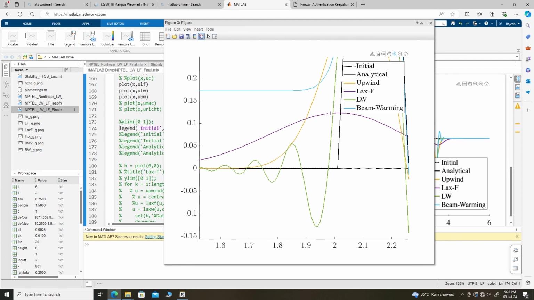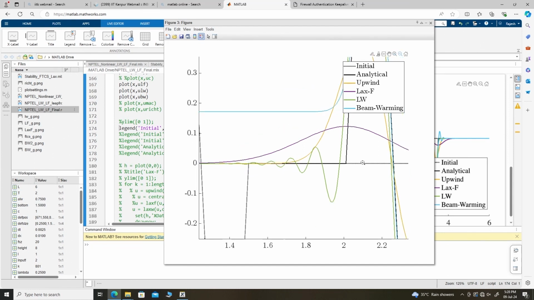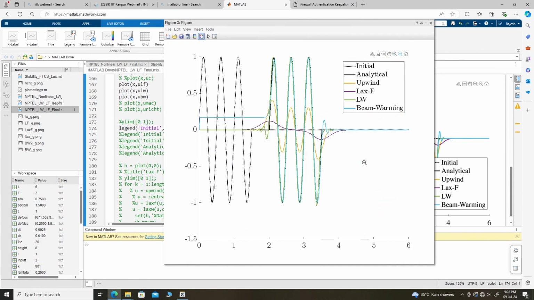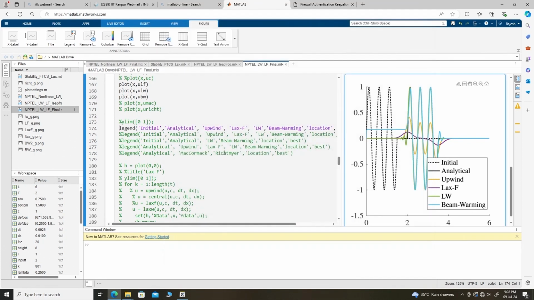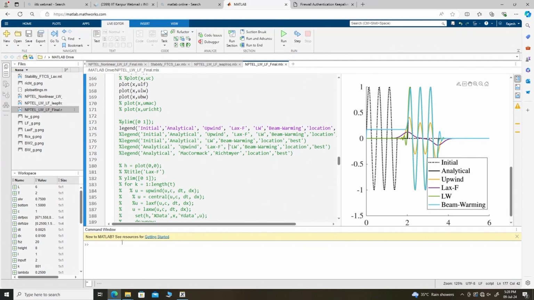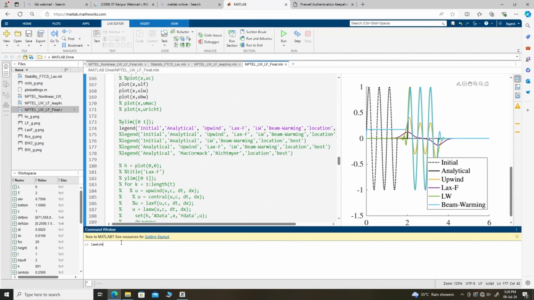Okay. Lax-Friedrichs is completely dissipated, and Beam-Warming also has some dispersion, as you can see here, probably on the right side. So, this is the leading error. In the Lax-Wendroff we have the lagging error. So, this is the effect of lambda. This is lambda equal to 0.25.